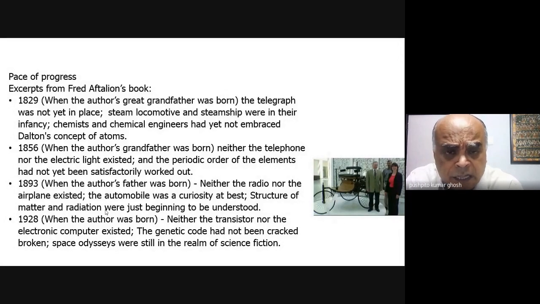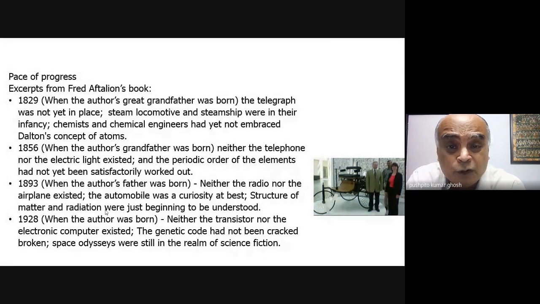But just so that you get a feel for the pace of change, let's just see the kind of changes that took place. Aftalion says that in 1829, when his great grandfather was born, the telegraph was not in place, and the telegraph is not there today either. So it is something that has come and it has also disappeared.